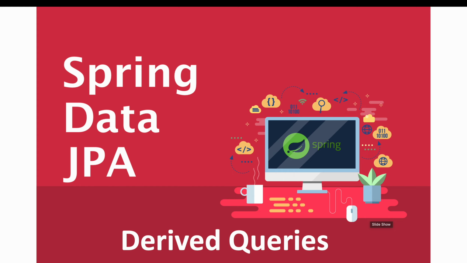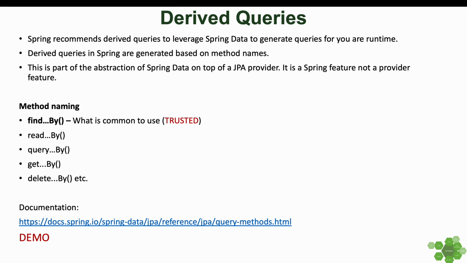So in this video we are going to talk about derived queries. I already have explained what a derived query is. I mentioned that a derived query is a query that is generated based on a method name in the Spring Data JPA context. Spring recommends us to use derived queries to leverage Spring Data to generate queries for us at runtime. And these derived queries are generated based on method names.